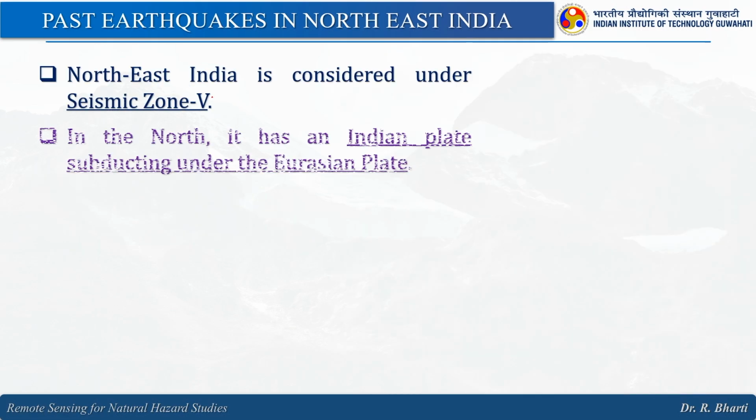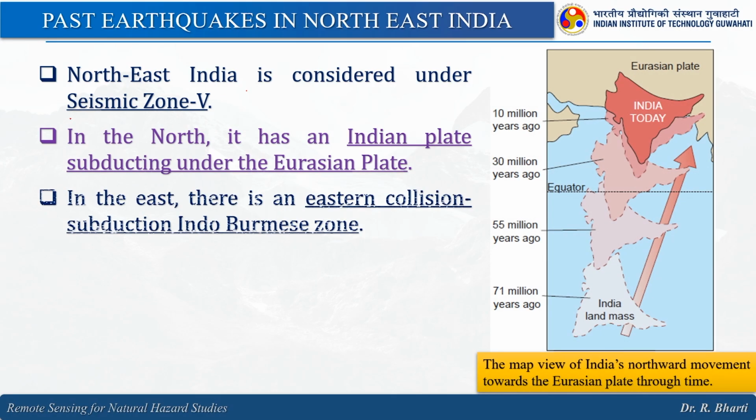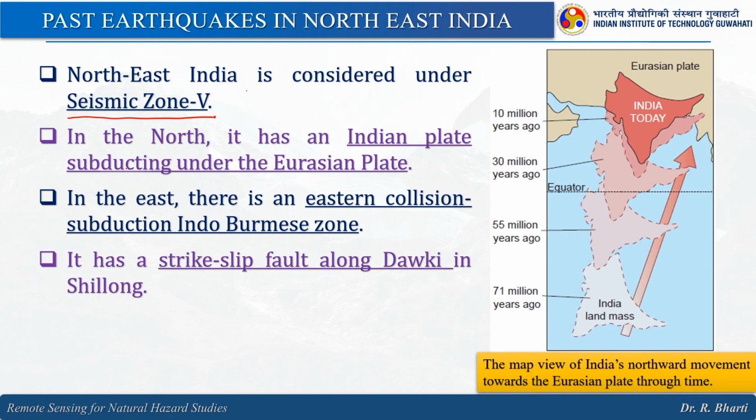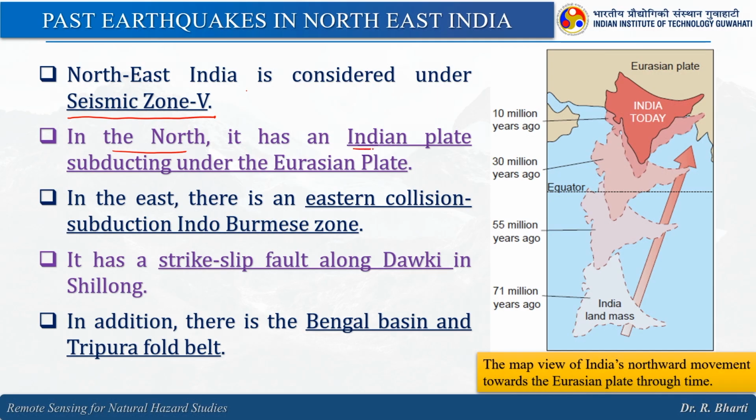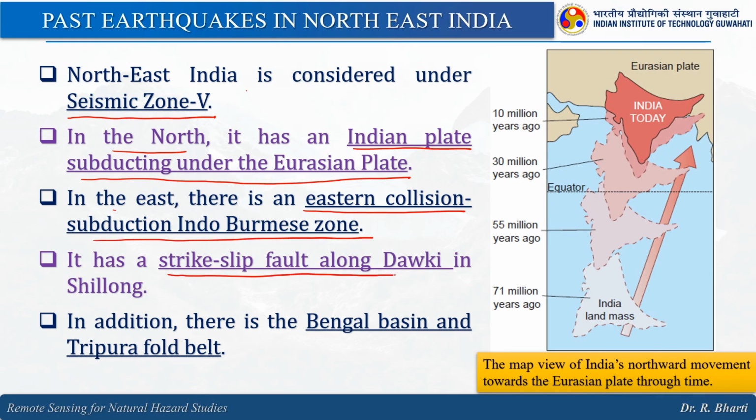When we talk about Northeast India, it is considered to be in seismic zone 5. In the north, the Indian plate is subducting under the Eurasian plate, right. In the east there is an eastern collision subduction zone, the Indo-Burmese zone. Then it has a strike slip fault along Dauki in Shillong, which is in Northeast India. In addition, there is the Bengal basin and the Tripura fold belt. So all together this makes it seismic zone 5.